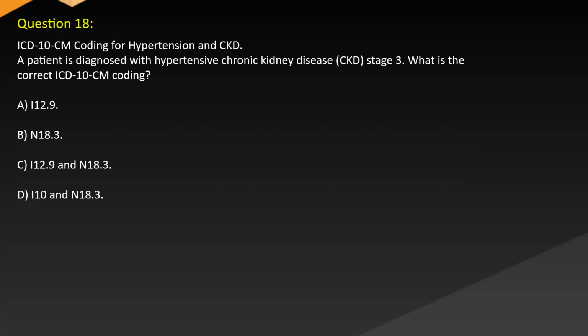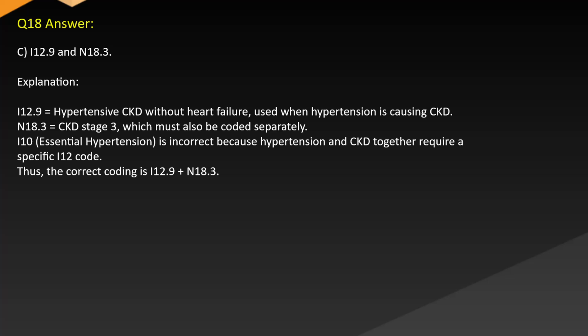Question 18. ICD-10-CM coding for hypertension and CKD. A patient is diagnosed with hypertensive chronic kidney disease, CKD, stage 3. What is the correct ICD-10-CM coding? A. I12.9, B. N18.3, C. I12.9 and N18.3, D. I10 and N18.3. Answer: C. I12.9 and N18.3.